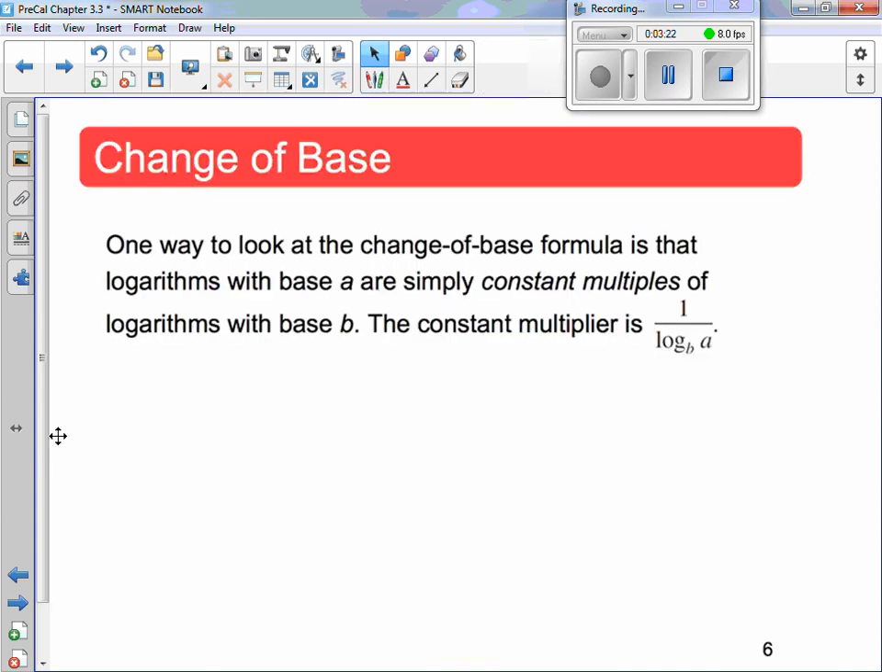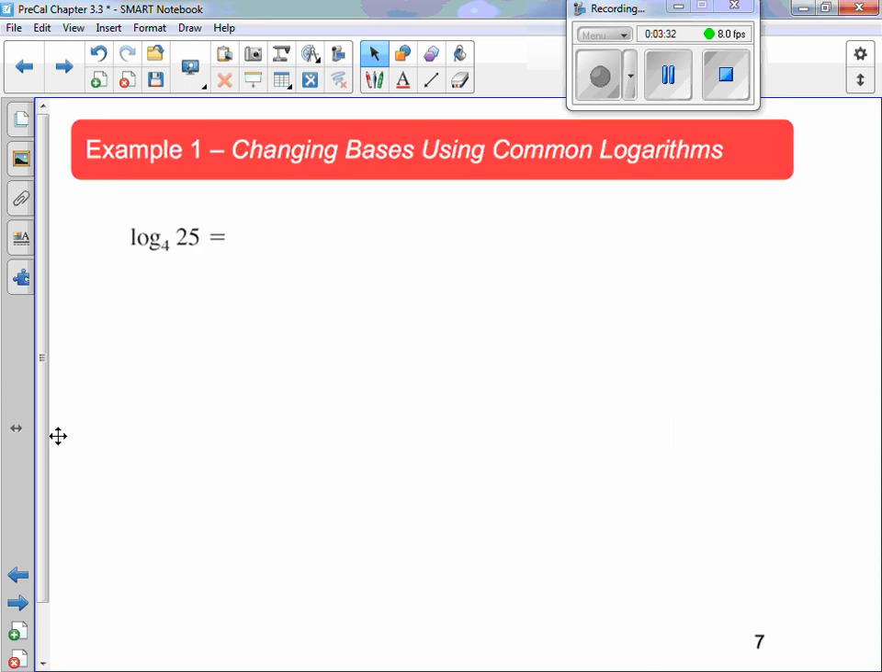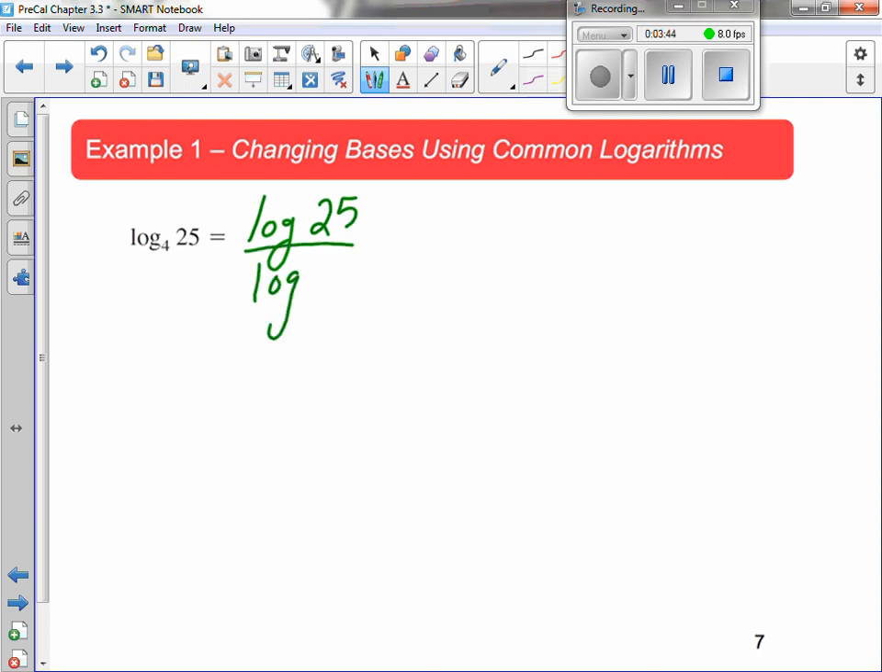One way to look at the change of base formula is that the logarithms with base a are simply constant multiples of the logarithm with base b. The constant multiple is given in that form there. But let's look at this here. How would I write this as the change of base? Log of 25 over log of 4. Or as a natural log, we would say ln of 25 over ln of 4.